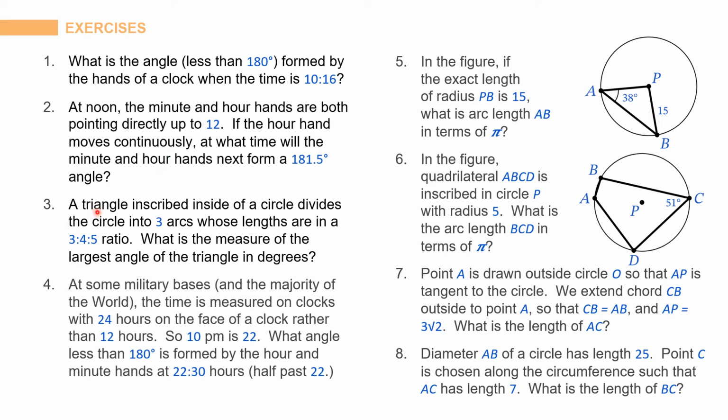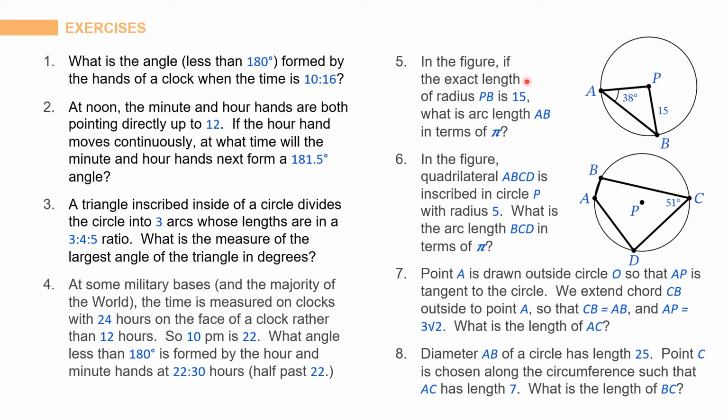Exercise 3. A triangle inscribed inside of a circle divides the circle into 3 arcs whose lengths are in a 3:4:5 ratio. What is the measure of the largest angle of the triangle in degrees? 4. At some military bases, and actually in most countries of the world, time is measured on clocks with 24 hours on the face of the clock rather than 12 hours. So 10 p.m. is 22. What angle less than 180 degrees is formed by the hour and minute hands at 22:30 hours, half past 22?